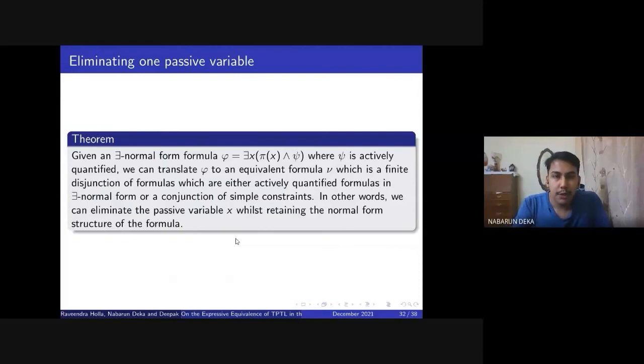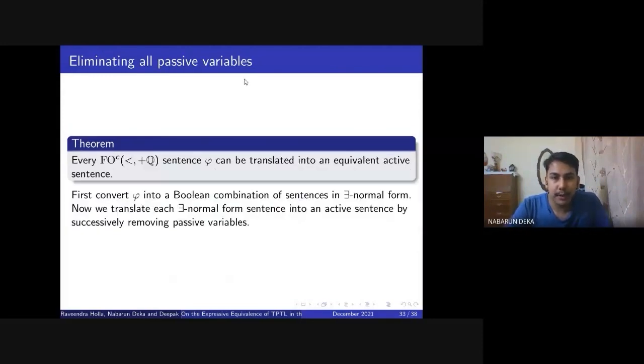Now, once we know how to eliminate one passive variable, how do we eliminate all passive variables from a sentence? For that, we have the following theorem: given any sentence in continuous semantics, we can translate it into an equivalent active sentence. That is, we eliminate all the passive variables. To do this, first we convert it into a normal form, then in each sentence in exists normal form, we successively remove the passive variables one by one.